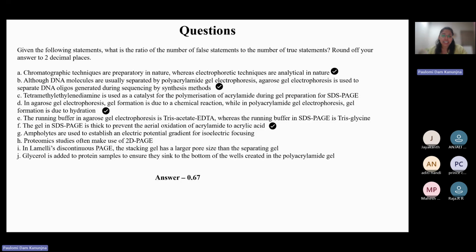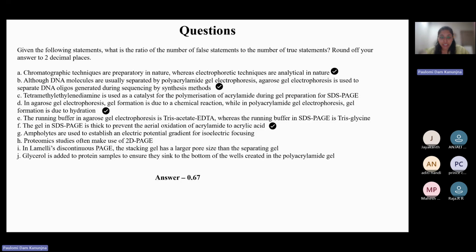But thickness has nothing to do with preventing oxidation. Thickness is basically how well you want the conductivity to be through the gel. So thickness is a different parameter, and trying to prevent oxidation is a different parameter. So that's why this is the false statement.